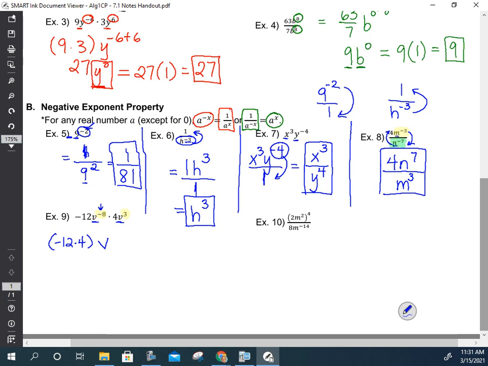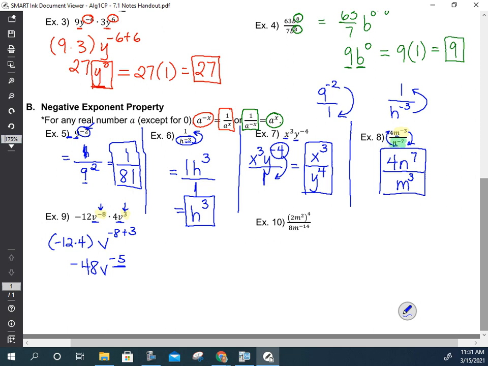You have negative 8 and 3. You're multiplying with the same base. You add the exponents. So negative 48 v to the negative 5 power. So last week, this would have been okay to leave as your final answer. This week, if you do this, that's wrong. Because you have a negative exponent.